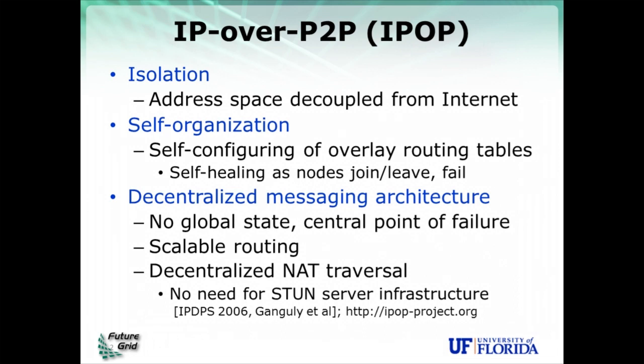Self-organization in IPOP includes the routing tables in the overlay and the connections of the overlay. As nodes join and leave the network, there's no need for configuration. The system configures itself through mechanisms that we're going to discuss later. It's a decentralized messaging architecture with no global state, no single point of failure, and with scalable routing techniques. This is also used in the process of traversing NATs, as we'll describe later.